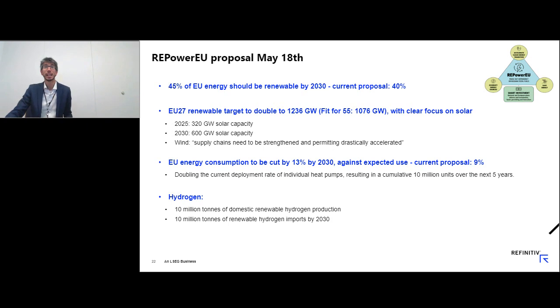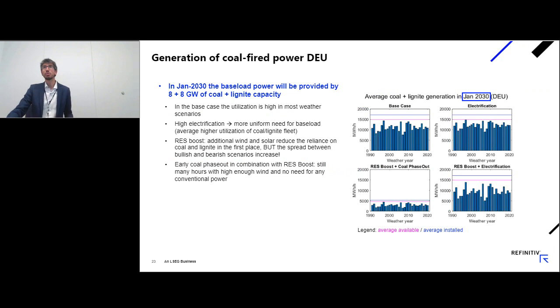And finally, there are targets also on hydrogen, which will become relevant when we talk about curtailment and excess of renewables. So let's start to dive into the result of the model.